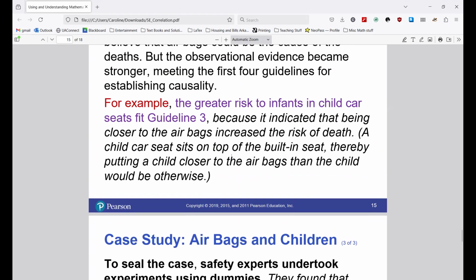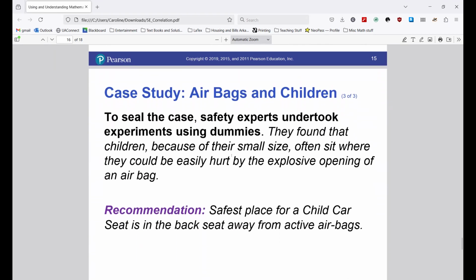I know that there's a lot of words here. I'm just summarizing some of these. So then we continue to go down.